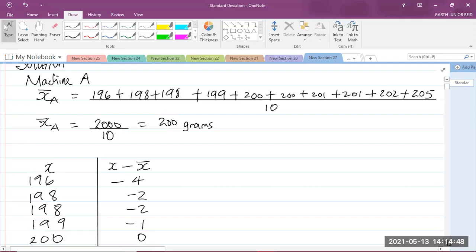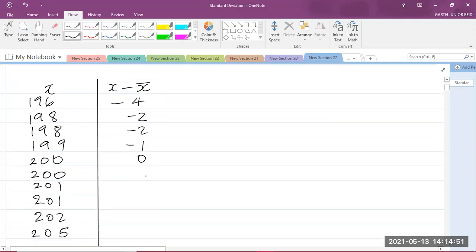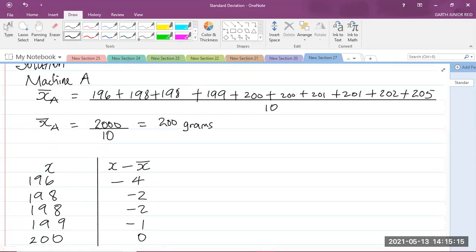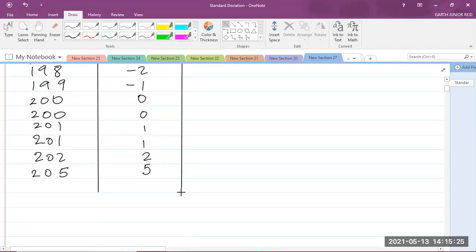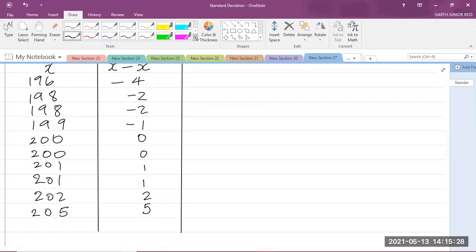All right, let me scroll down a bit. All right, then 200 minus 200 again, 0. 201 minus 200, all right, that's going to be 1. 1 again. 202 minus 200, that's going to be 2. 205 minus 200, that's going to be 5. Okay, so those are our values. Good. Now let me draw another line to separate this from the other values that are to come at the right. All right, good. So let me scroll up now.